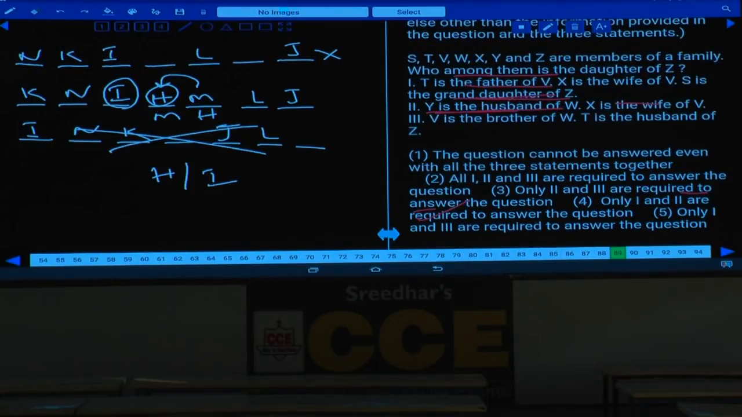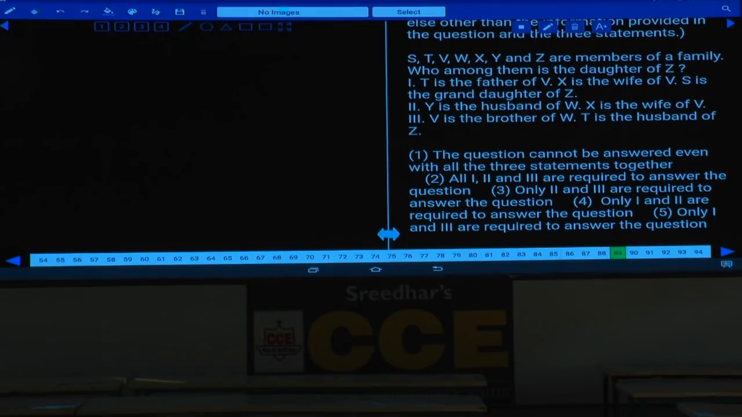Then coming to question number 89. Now in this question, S, T, V, W, X, Y and Z are the members. Then who among them is the daughter of Z? Tell me who among them is the daughter of Z. And T is the father of V. Then again, the question cannot be answered, we cannot directly go for choice 1. And all 1, 2 and 3 are required, we cannot directly go for this one. Then there is an individual statement in 2 and 3, 1 and 2, 1 and 3. Now we should check out 3, 4 and 5 first, then we should come for 2, then we should go for 1. This is the priority.